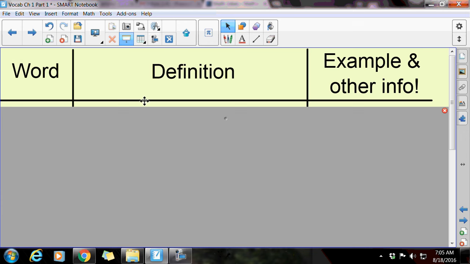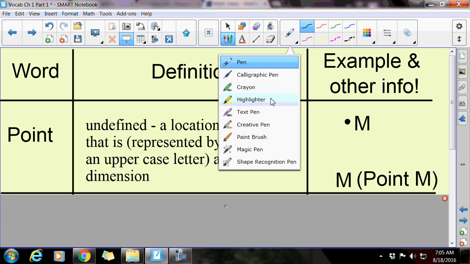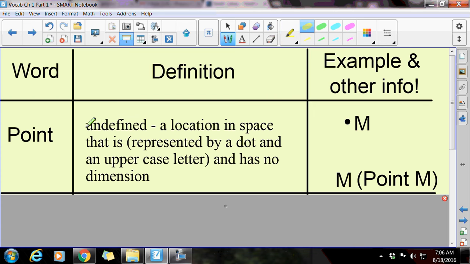Okay, here we go. The first word that you need to write down is point. Point is an undefined word. You're going to see this here with the first 3 words that I'm going to give to you. It is considered an undefined word, which is kind of weird because I'm giving you an actual definition. But it's not something that has really a definition, because look at the definition. The definition is just that it is a location in space. Then I can tell you about it, that it's represented by a dot, an uppercase letter.